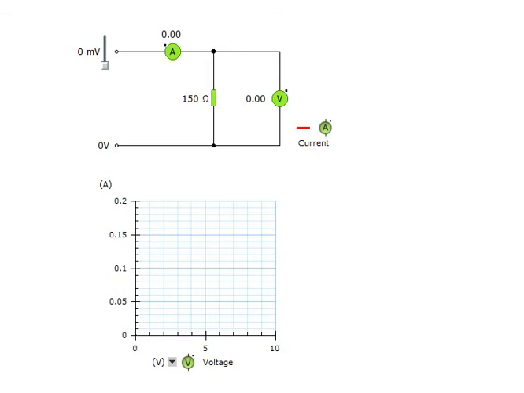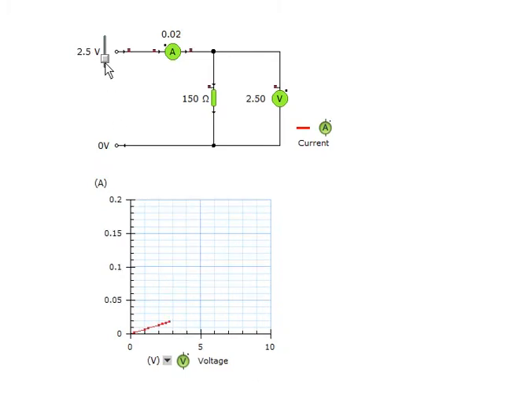Our first step is to increase the voltage up to 2.5. And we see that when we increase it to 2.5, the current goes up to 0.02 amps. And you can see on the graph that increase, along with other values in between.